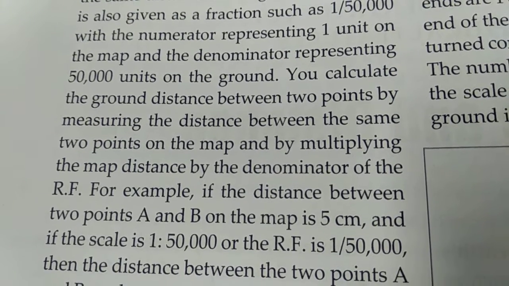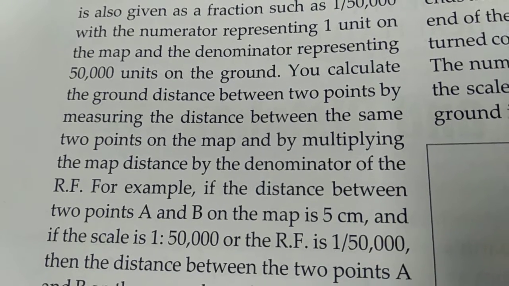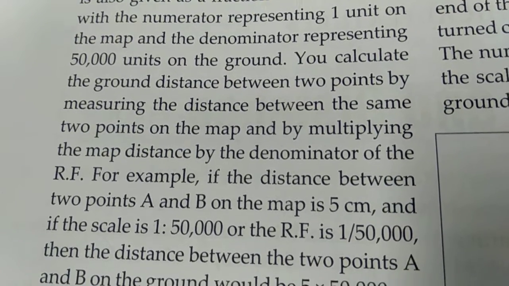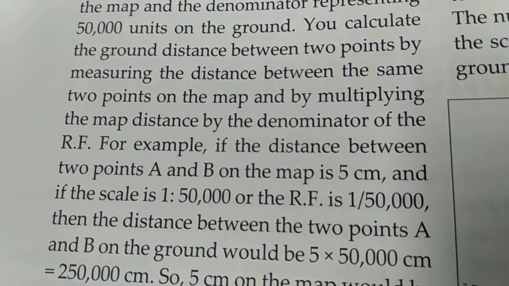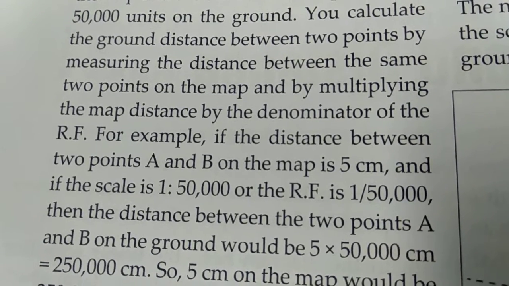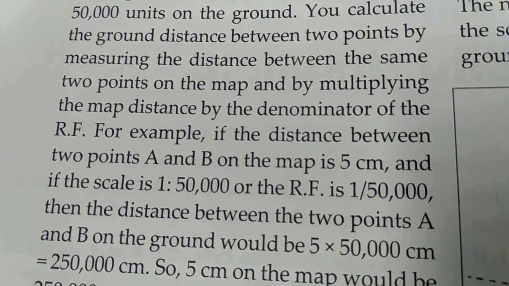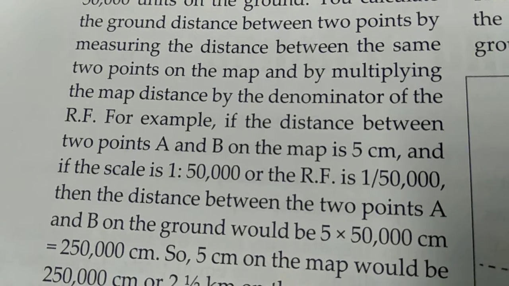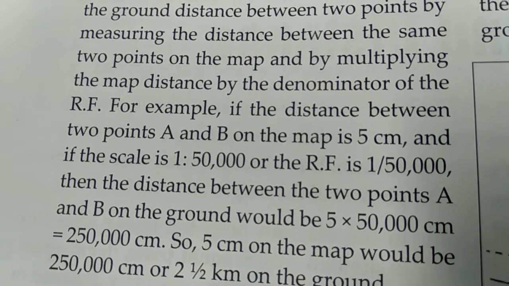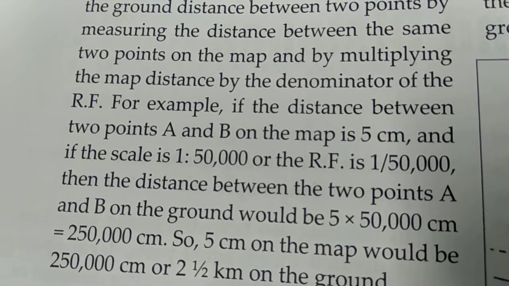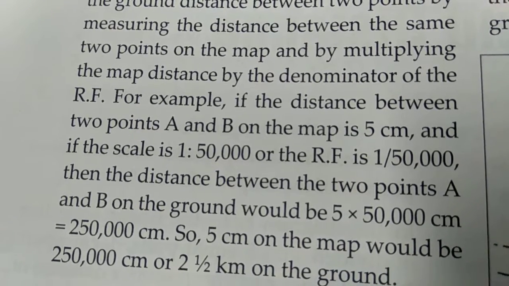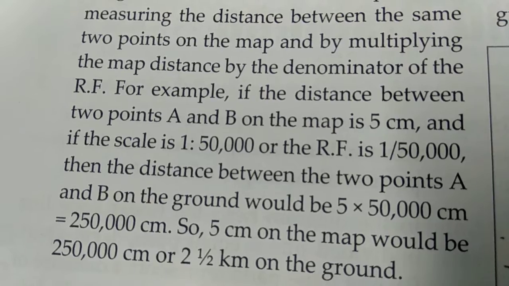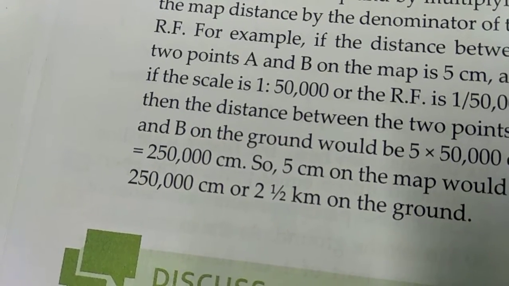For example, if the distance between A and B on the map is written as 5 centimeter, and the scale is either 1:50,000 or 1 by 50,000, then we have to write it as 5 into 50,000 centimeter. Then it will be 250,000 centimeter. So 5 centimeter on the map, we have to multiply it with 50,000. Now, if we convert it into kilometer, it will be 2.5 kilometer, because 1 kilometer equals 100,000 centimeter, so 2.5, that means 2 kilometer and half kilometer.